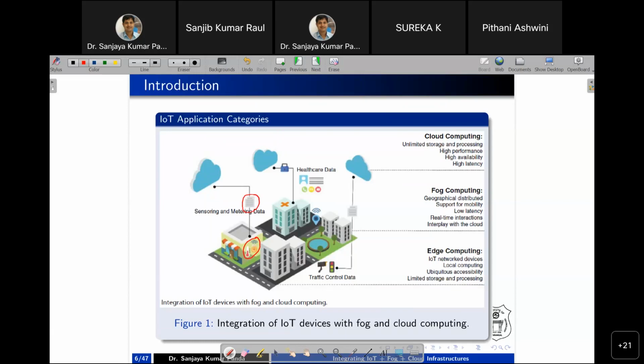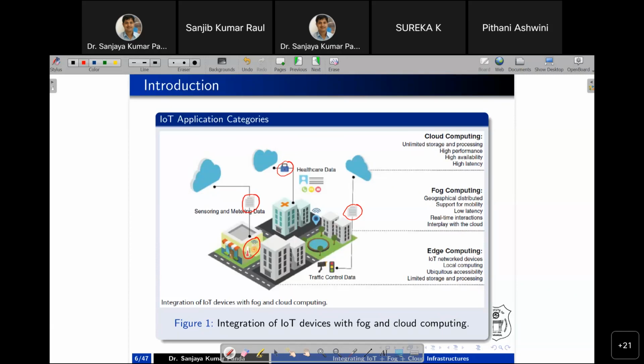Okay. Here also you can see in the hospital case, they are pushing the data to a fog device. Here also you can see in the traffic control data, the data is pushed to a particular fog device. It may be a gateway, it may be a router, it may be a small data center also. If that data center is capable of handling it, then obviously it is going to process it or store it, and immediately the result is going to be returned to the IoT devices.